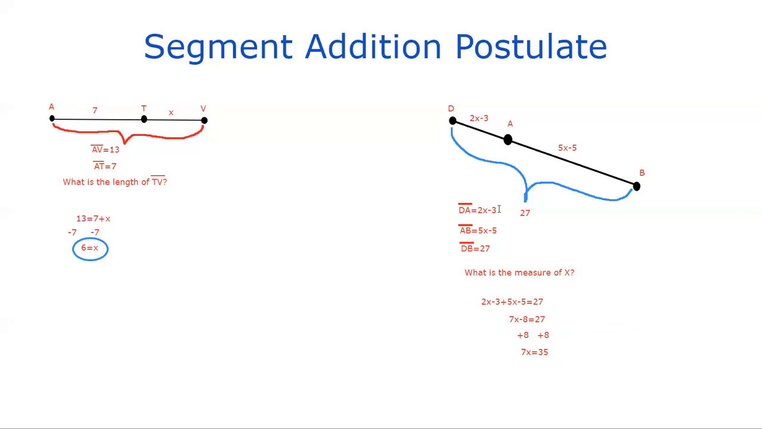Cool. Now, 7 is attached to the x through multiplication, so we need to divide it. We're going to divide everything, both sides, by 7. That's going to cancel these out. I'm just going to leave x on one side. And then 35 divided by 7 is 5. And boom.